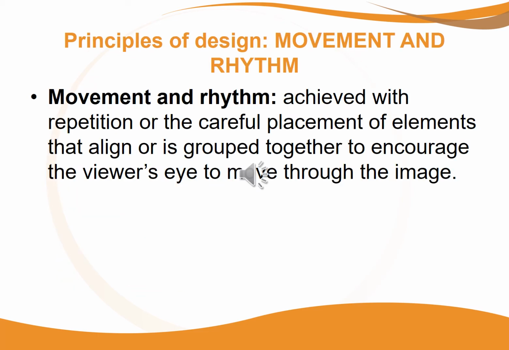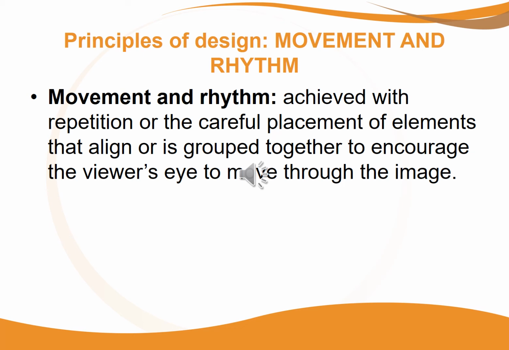Movement and rhythm. This is achieved with repetition or the careful placement of elements that align or are grouped together to encourage the viewer's eye to move through the image. According to Smashing Magazine, movement is closely related to direction. Motion implies a direction, and direction implies movement. If you want someone to look to the right, one way is to have something on the page move to the right. The eye will follow it.